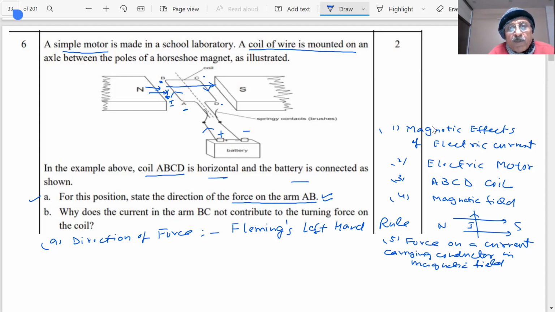For this, state the direction of the force on arm AB. The force on arm AB will be, student, downward. So it will be downward. You can apply Fleming's left hand rule if you have any doubt, student. First question is answered. Based on the direction, the force pushes it downward, and this will cause an anti-clockwise rotation.